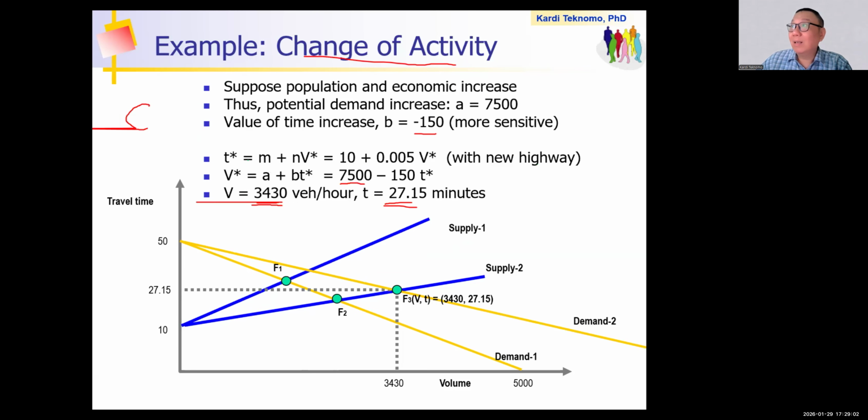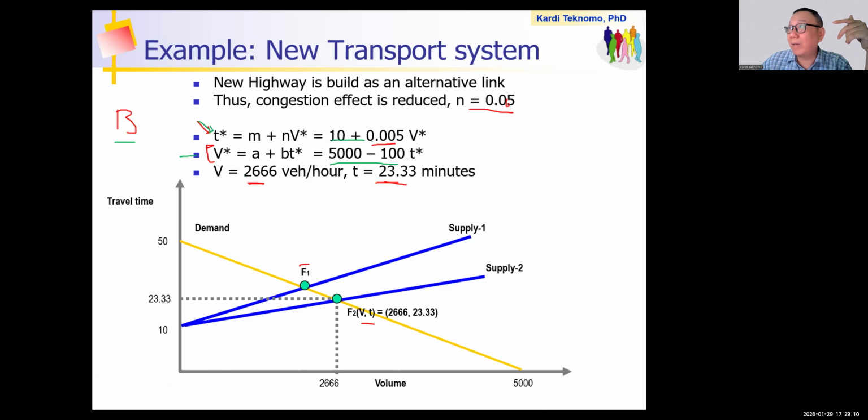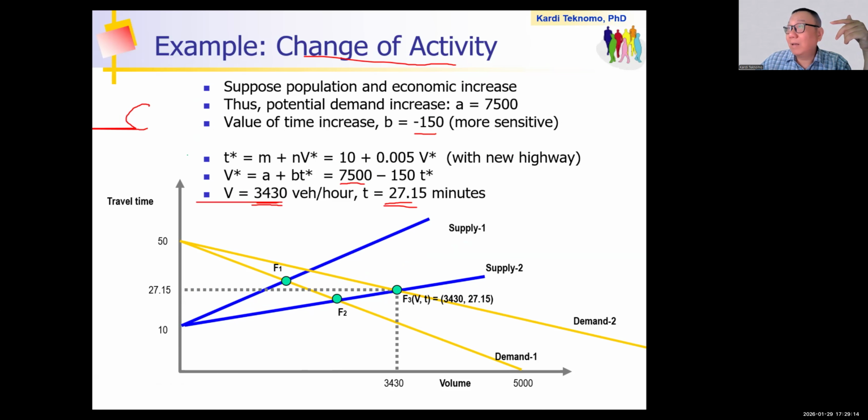So in scenario C, we assume this is exactly the same as this, 10 and minus 0.005. That means the supply does not change, but the demand changes. Now it becomes 7.5, and instead of 5,000, we increase to 7.5, and then this becomes 150 minus 150. Is that okay? Can you see the story? We start from F1 initially, and then improve the road first, going here, and then the activity changes, now going to F3.